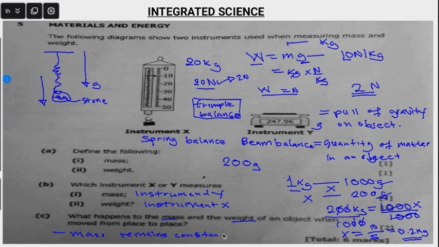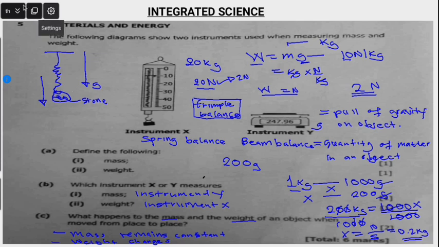Then when it comes to the weight, what happens to the weight? Because here we have two masses. So what happens to the weight? We are going to say weight changes. That is one thing that you need to know. So weight changes from place to place. So that is what we have discussed.